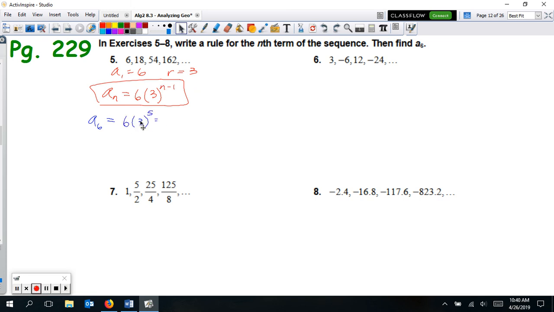So we can do that. So we can say 3 to the 5th. What's 3 to the 5th? Well, that's 243, and now 243 times 6, that's going to give us our number of 1458. Now that might be a little bit harder. You could have also done it this way.